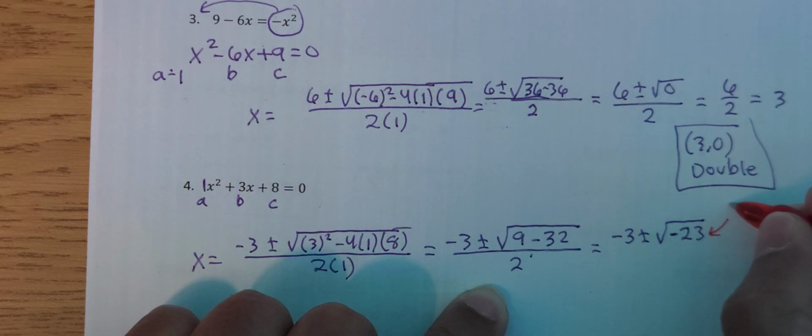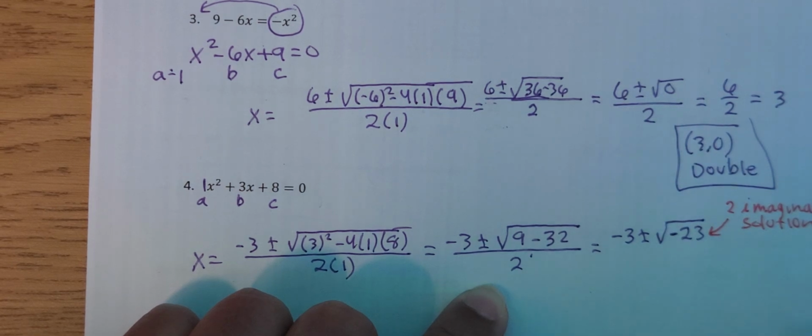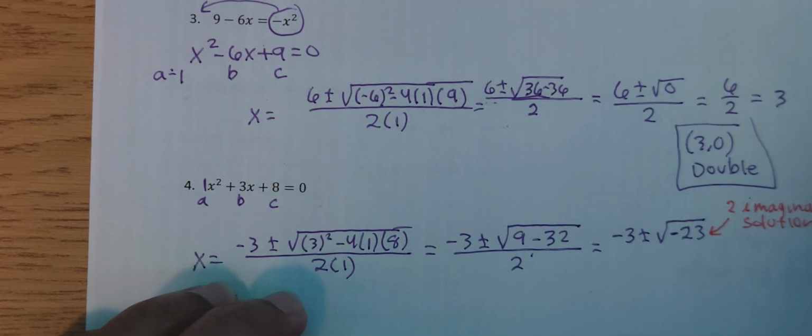And also notice that this one here is less than 0, so this is imaginary. So this one has 2 imaginary solutions. These are not real numbers. So I'm just going to leave it like this.